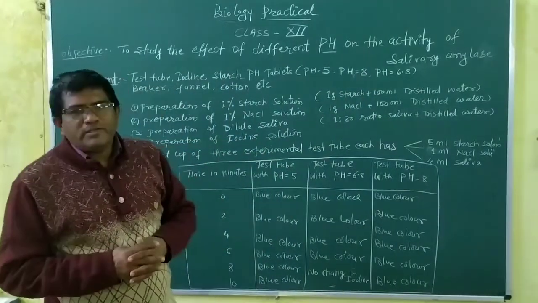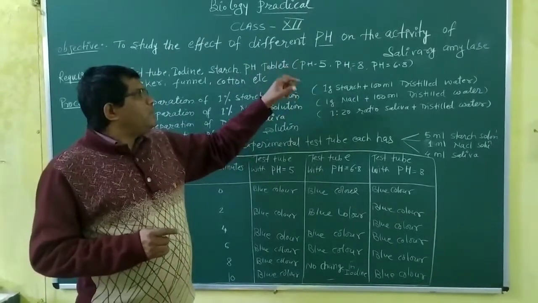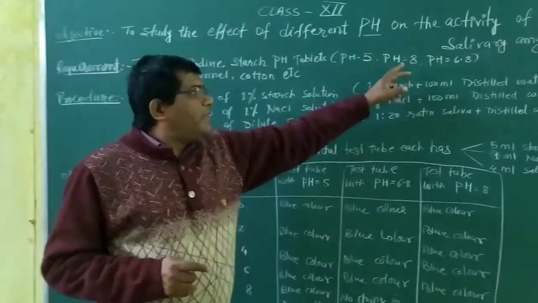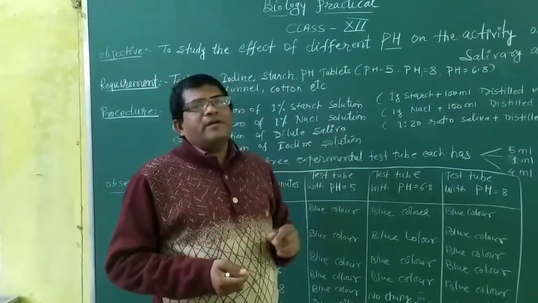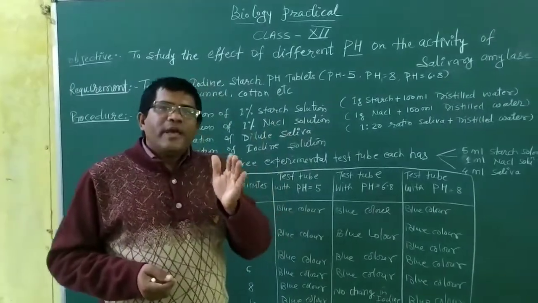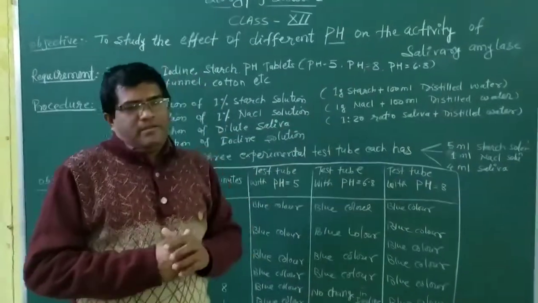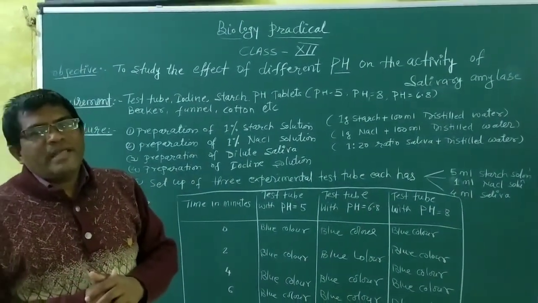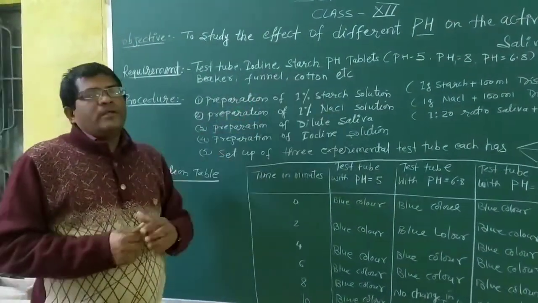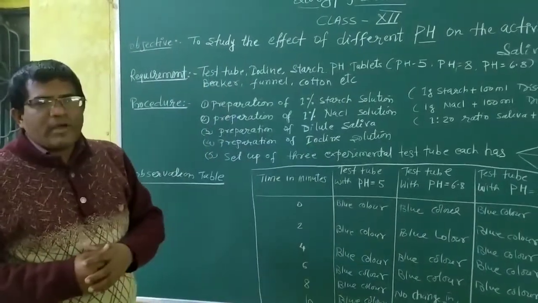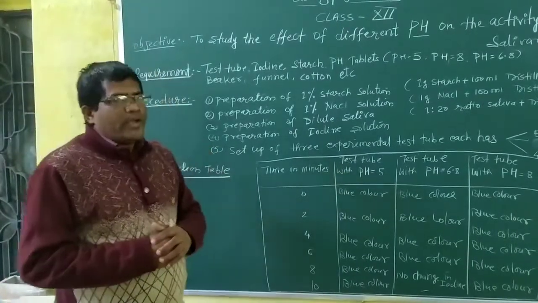It is very important that pH tablets are required. So either you can use an acid or base, or you can use the pH 5 tablet and the pH 8 tablet. The pH 5 acts as the acid and the pH 8 acts as the base. So pH tablets of acid and base are very important, and one pH is 6.8. This pH tablet is necessary for us. Then beaker, funnel, cotton, etc. So these are some basic requirements. While discussing the procedure, I will show you all the requirements.